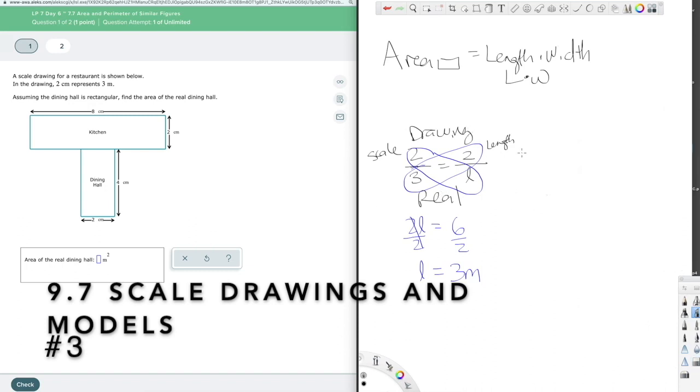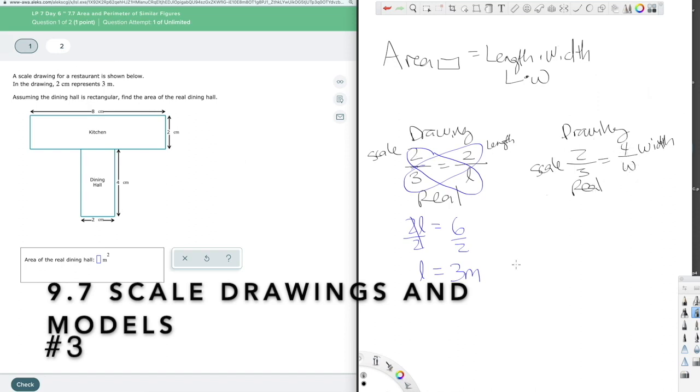So we're going to do this again, drawing and real, scale, if I can spell scale, and this time we're going to look at the width. Equals, okay, so 2/3, that's still the same scale. That's not going to change throughout the problem. But now the width is different. The width of the drawing is 4 centimeters. We don't know the width of the real dining hall, so I'm going to use W.